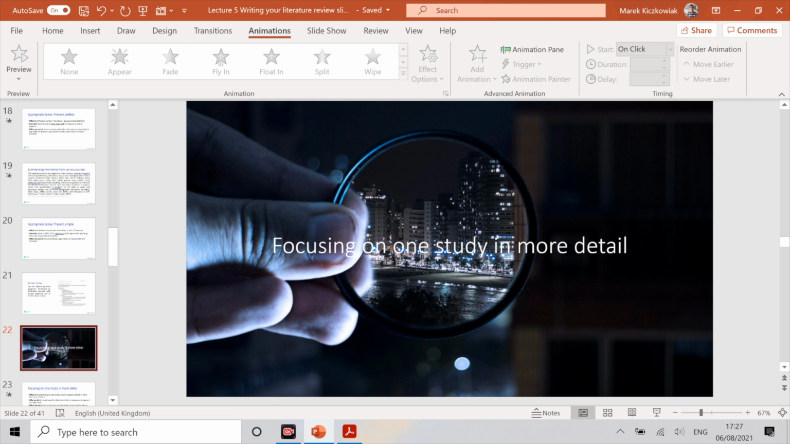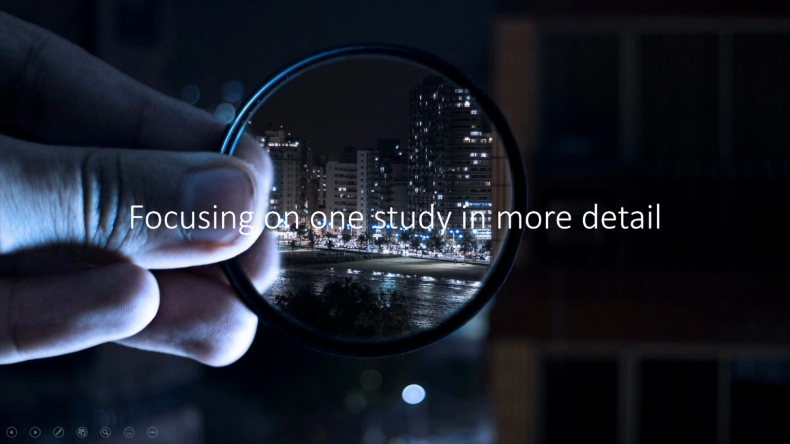All right, so so far we've looked at how and why you need to summarize information from various studies. Let's now look at how you can focus on one study in more detail. And as I mentioned at the very beginning, this is much less common than summarizing information from various studies. So if you're in doubt, focusing on something is much less used. Maybe like 10% of the time in the literature review, you're going to use it. 90% of the time, you're going to be summarizing information from various sources, which I've just shown you.